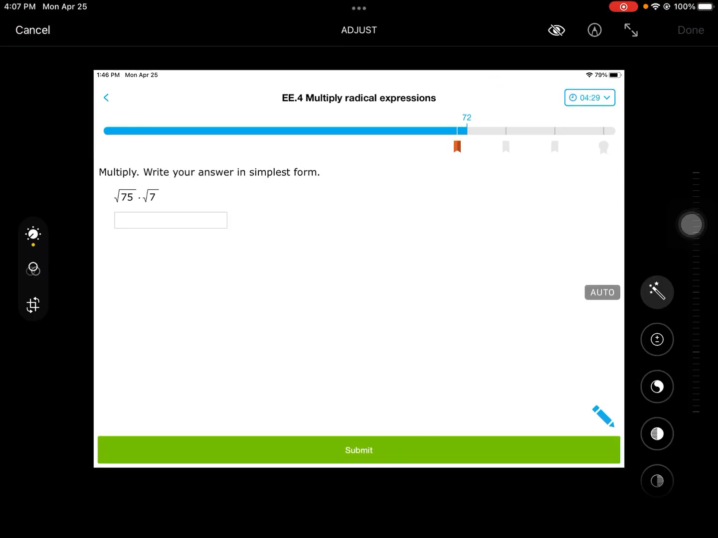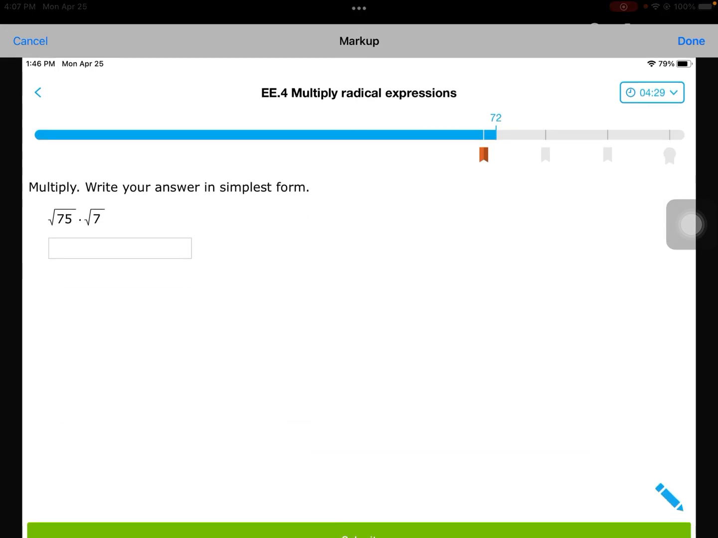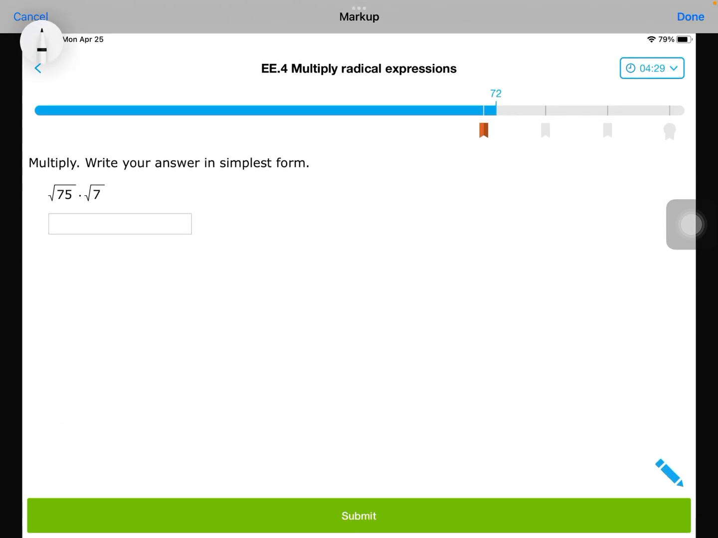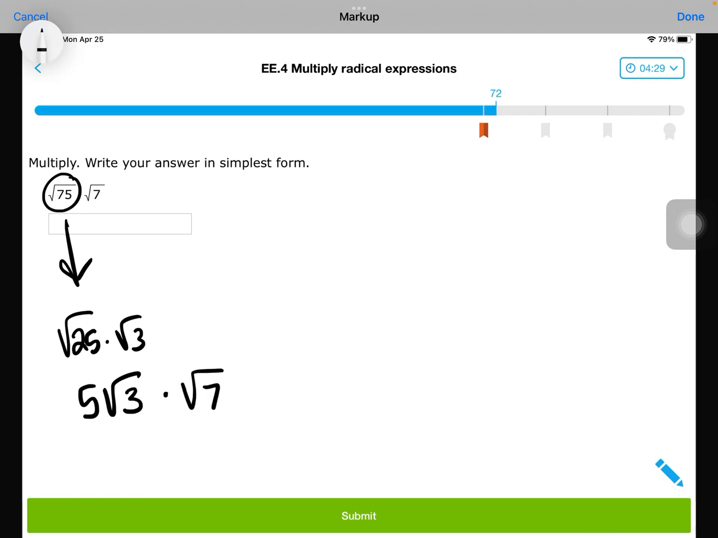75 and 7, another simple one without variables. This one, I would not multiply the two of these together, because I know right now that 75 can be broken into 25 and 3. If you multiply those together, you get a giant number, and then it's harder to tell what the factors are. So 25 and 3 is 5 root 3. So you have 5 root 3 times root 7. The 5 doesn't have anything to multiply. The root 3 and the root 7 do. So this is 5 root 21.